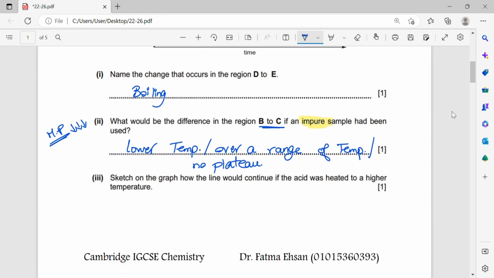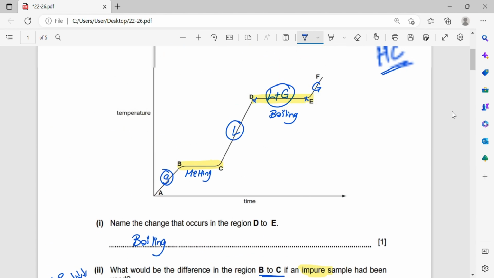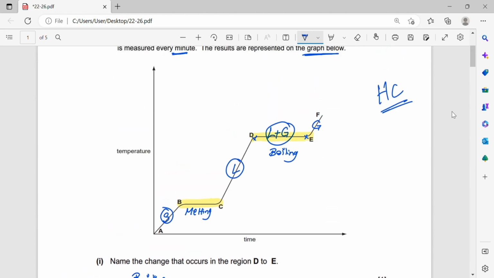Question 3. Sketch on the graph how the line would continue if the acid was heated to a higher temperature. What would happen if the acid is heated to a higher temperature? We will just extend E to F by a straight line.